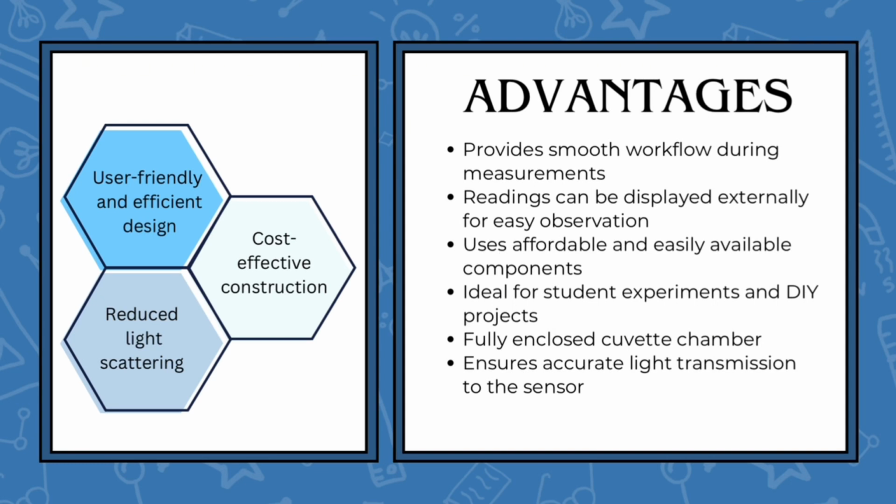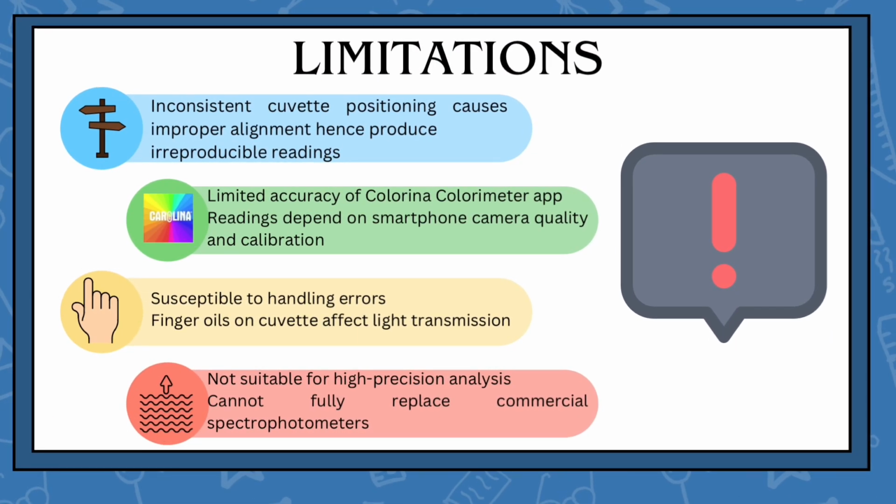In addition, this DIY spectrophotometer is cost-effective. It is constructed using inexpensive and easily available materials, making it an economical alternative to commercial spectrophotometers while still fulfilling basic analytical requirements. Another major advantage is the reduction of light scattering. The cuvette is fully enclosed within the device, preventing interference from external light. As a result, light only passes through the sample and directly reaches the sensor, leading to more accurate and reliable readings.